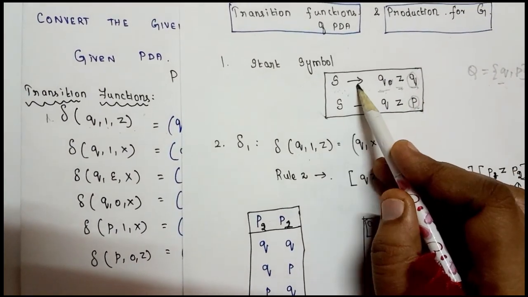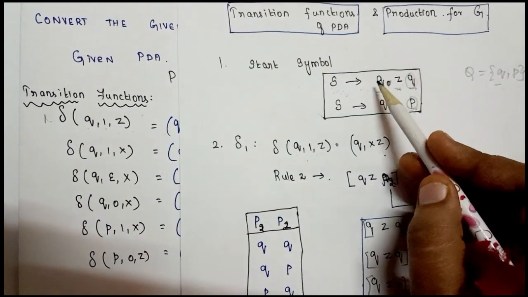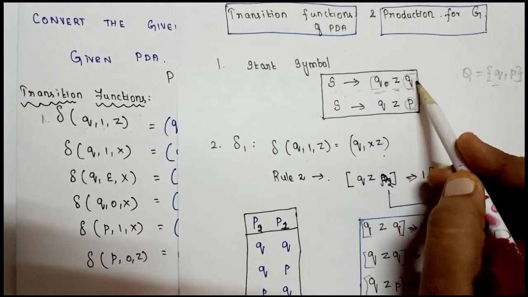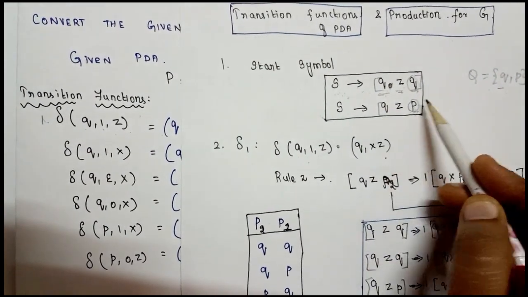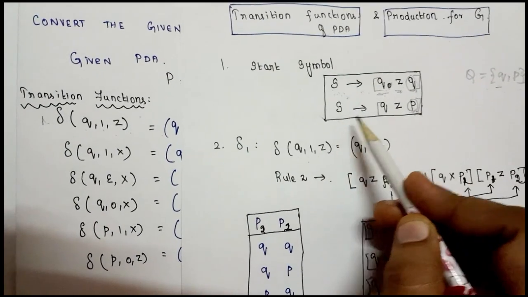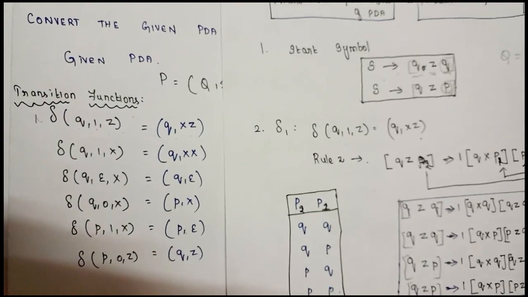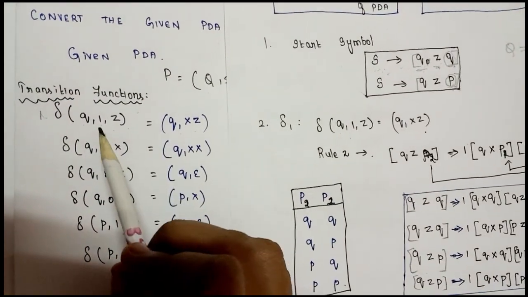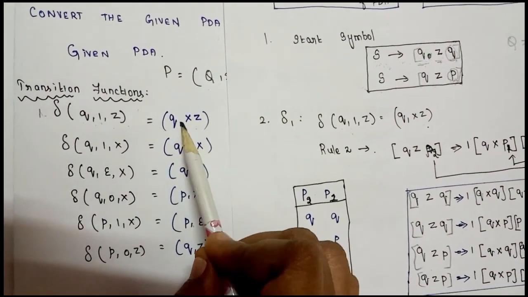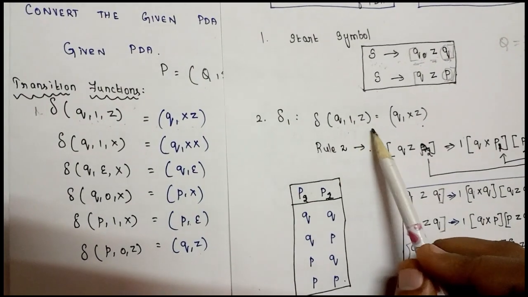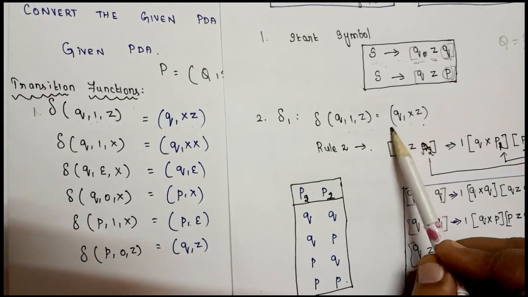So S10 produces QZQ. That should be given as one of the variables, and the second production for S is S produces QZP. Okay, now we have to see the productions for the first transition function: del of Q, 1, Z is equal to QXZ.